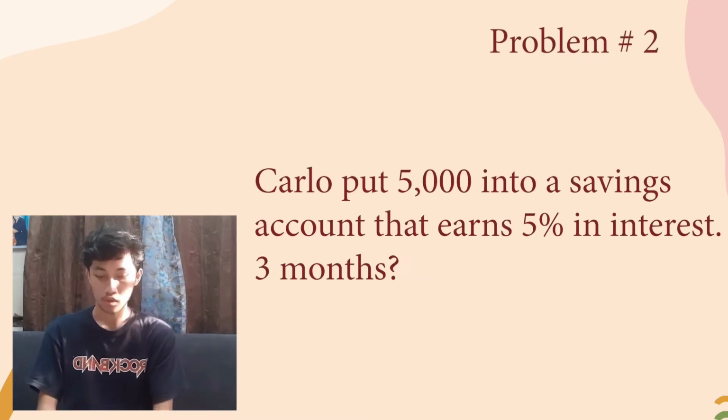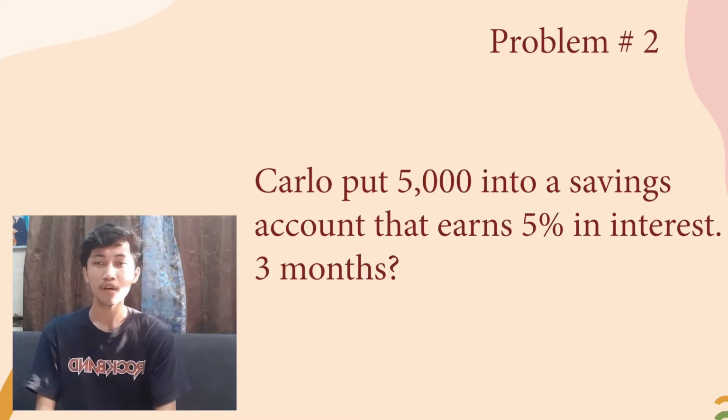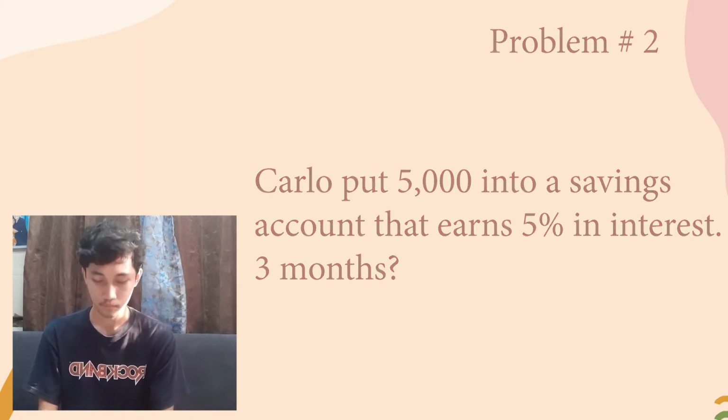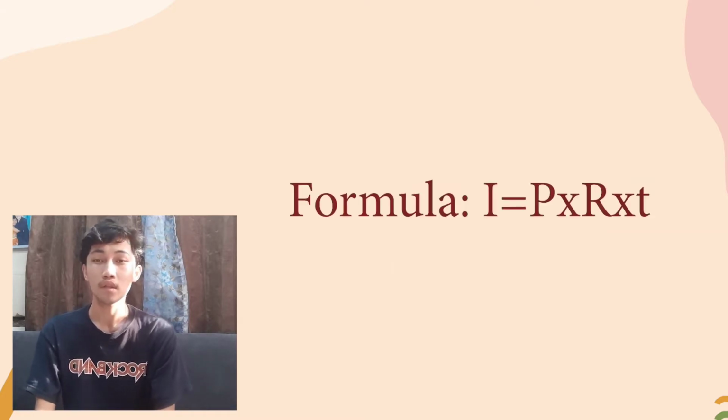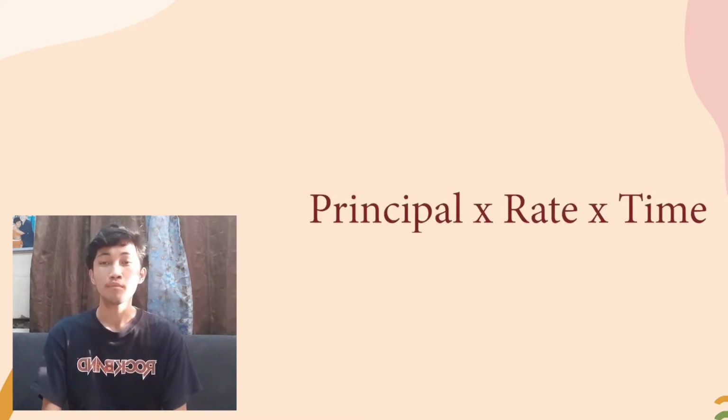Problem number 2. Carlo put 5,000 pesos into a savings account that earns 5% interest. How much will he have after 3 months? So again, we will use the formula interest equals P times R times T. To find the interest, we just need to multiply principal, rate, and time. So now, we will solve the problem.